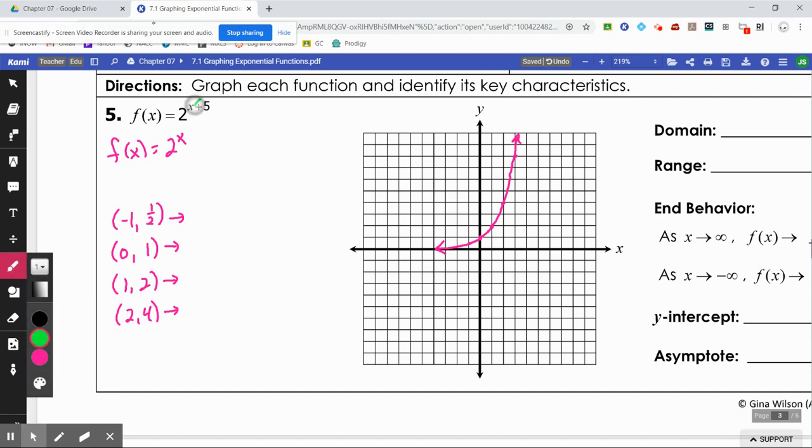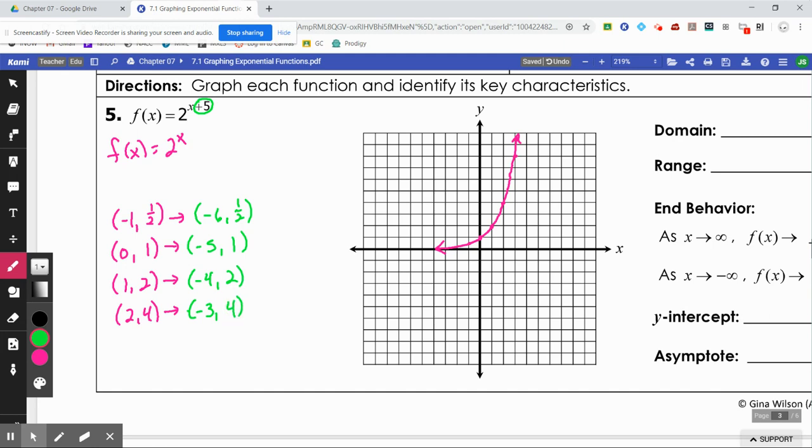Now we're going to take each of these points and we're simply going to move them all left 5. So therefore what used to be at -1 is now at -6. So moving it left 5 only changes your x value. It's going to subtract 5 from all of them. And then your y values will stay the same: 1/2, 1, 2, and 4.